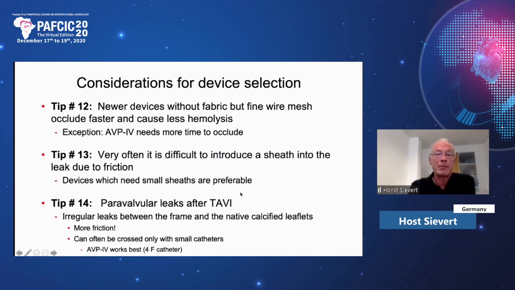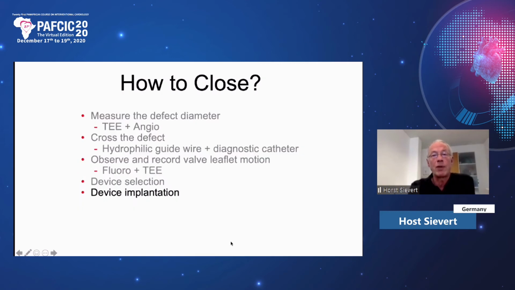And again, tip number 14 is related to paravalvular leaks after TAVI. There are irregular leaks between the frame and the native leaflet. So it's a different situation than in surgery, where you have on one side the artificial or biological valve, which is a smooth structure, whereas here we have the native leaflets in the way, and they can often be crossed only with very small catheters. Again, this could be an indication for the AVP4.